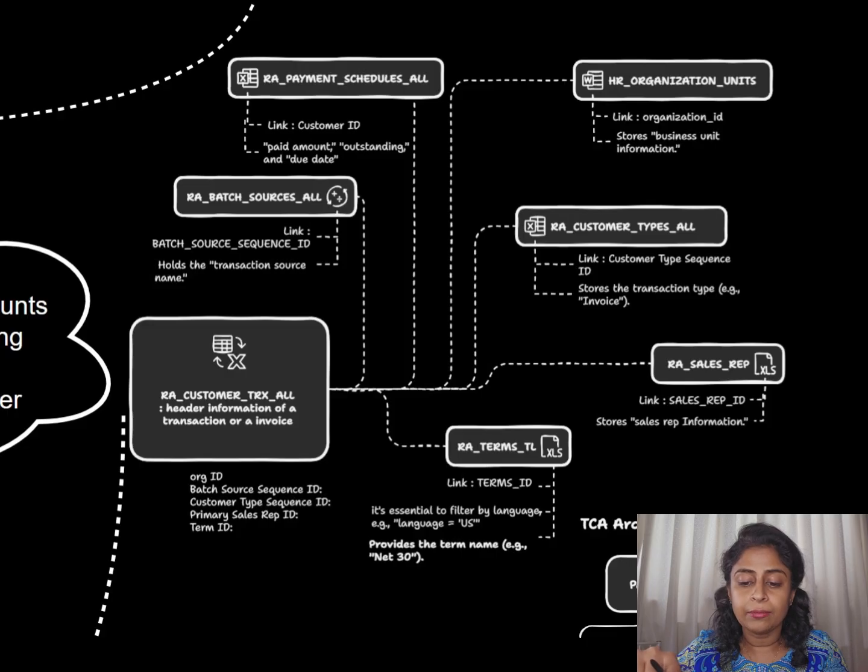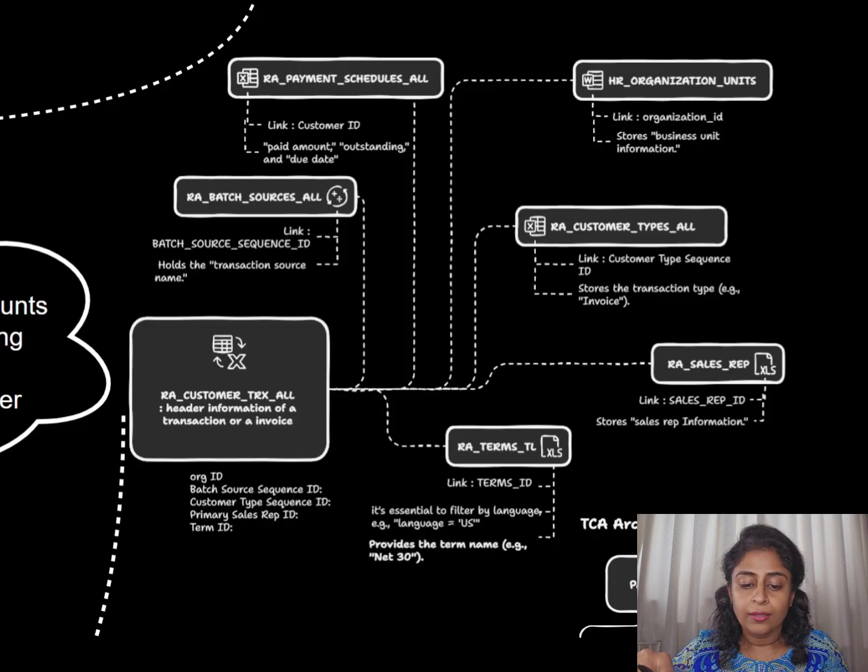Now let's understand the core database tables and relationships. The essential database tables are the primary table RA Customer TRX All. This is our foundation, and this primary table holds all the transaction and invoice information. The key columns here are TRX number, org ID, batch source ID, customer TRX type ID, primary sales rep ID, and terms ID. And we have supporting tables that will help us complete the picture, which are HR organization units, RA batch sources all, RA customer transaction types all, RA sales reps all.